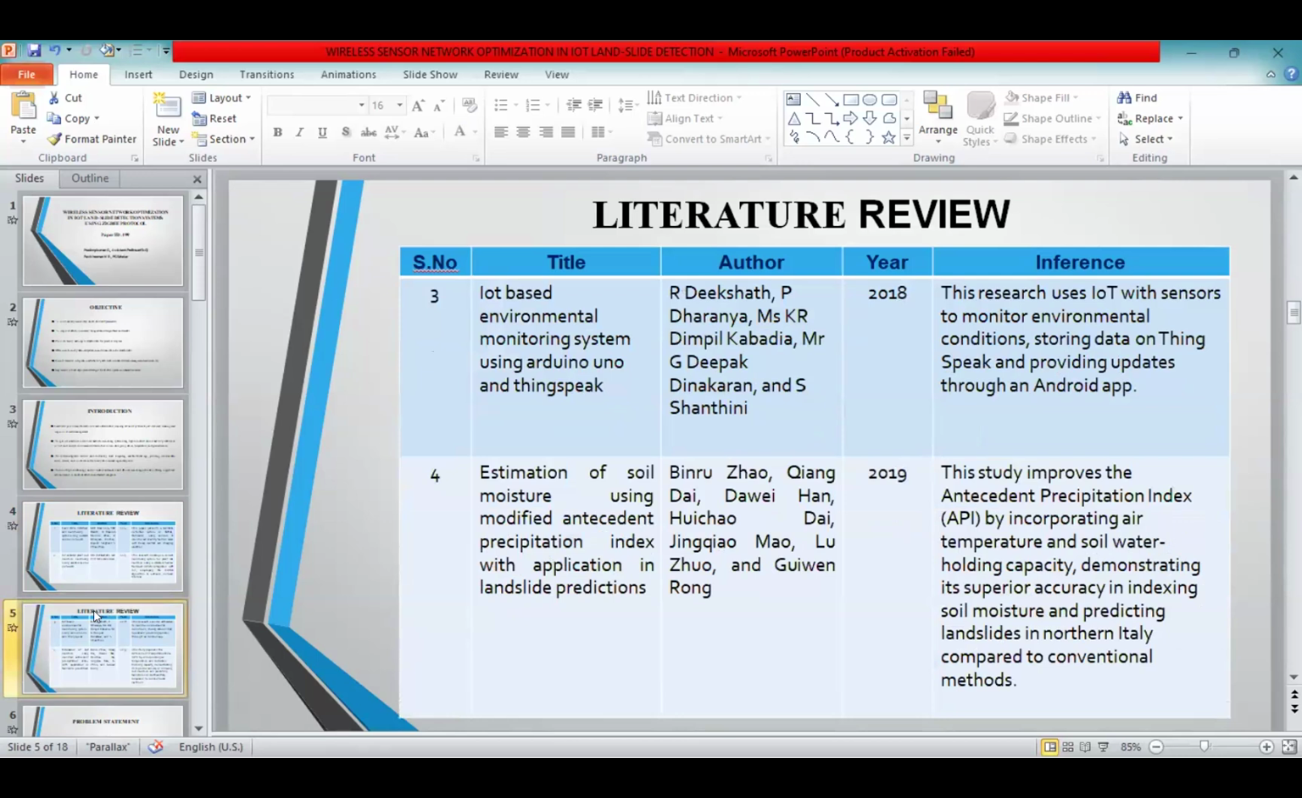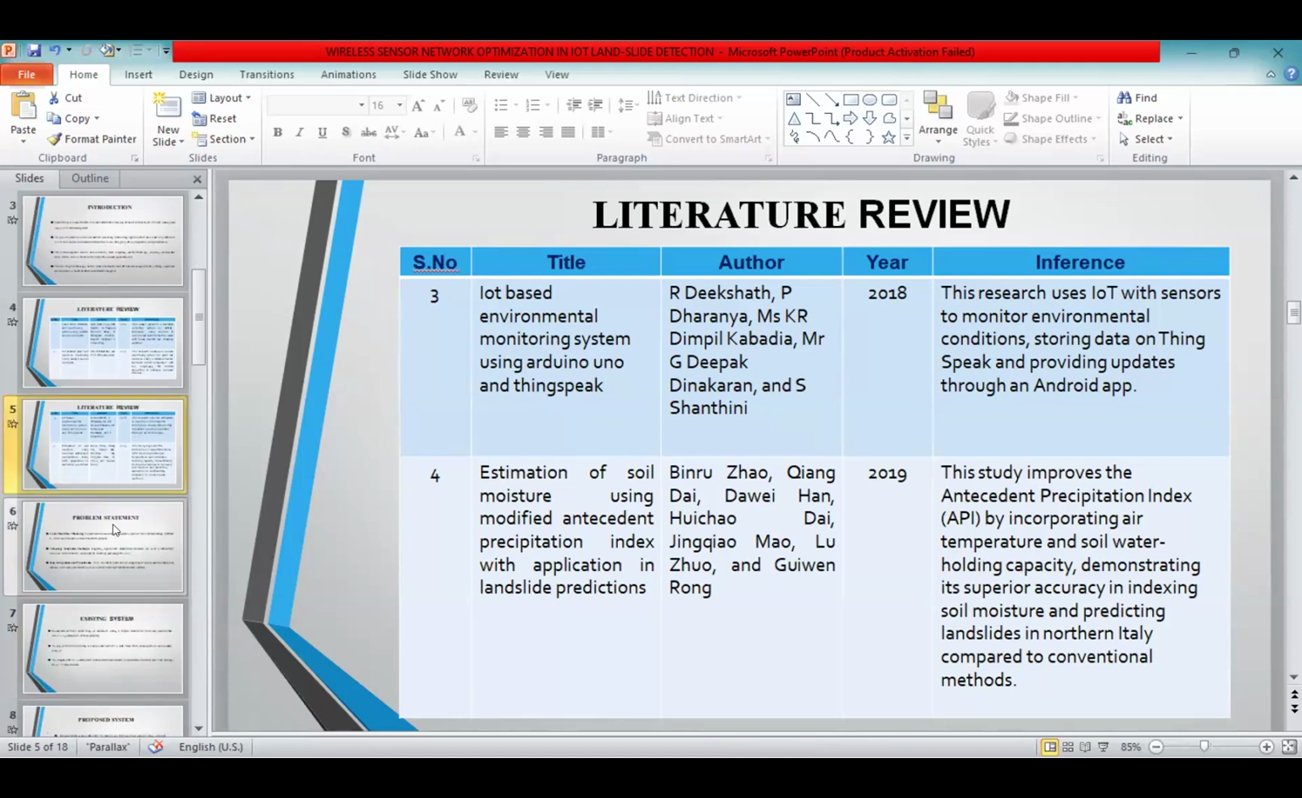Next, go with the next paper: IoT-based environment monitoring system using Arduino Uno and ThingSpeak. Here it is storing data on ThingSpeak and providing updates using IoT sensors to monitor the environment. And the last paper discusses the estimation of soil moisture using a morphing antecedent precipitation index with applications in landslide prediction. It demonstrates soil moisture and prediction components. This was discussed in the year 2019.